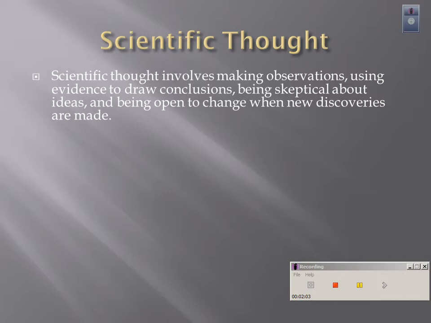Okay, and there is a random word every now and then left blank to ensure you are following along and taking notes. Now, scientific thought involves making observations, using evidence to draw conclusions, being skeptical about ideas, and being open to change when new discoveries are made. So these are the 4 basic principles of what go into thinking scientifically.